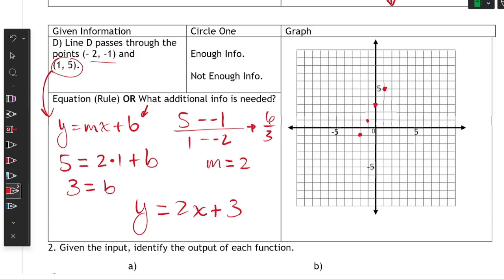But I practice all the algebraic steps because we know that it's not always pretty. Just draw the line through those points, and we're done. Oh, make sure we indicate that it's a line.